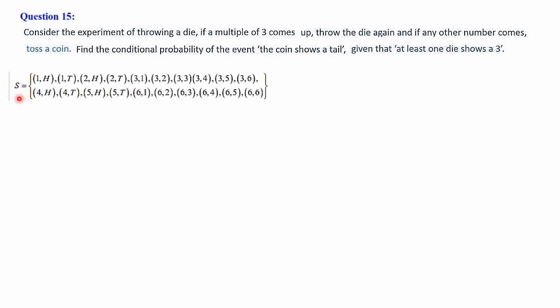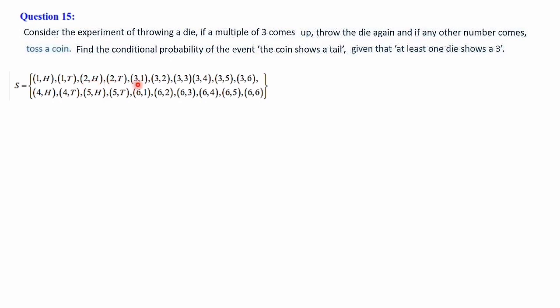So when we write the sample space, first we are getting 1. 1 is not a multiple of 3, so we will go for tossing a coin. Head or tail will come: 1H and 1T. When the die shows 2, 2 is also not a multiple of 3, so we will toss the coin. We will get the outcomes 2H and 2T.